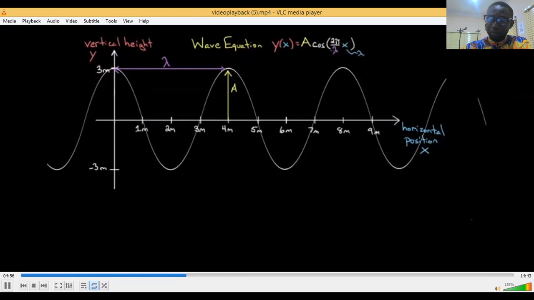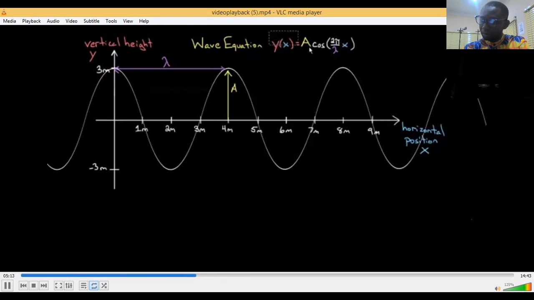once I plug in wavelength for x, that wavelength would cancel this wavelength. We'd get 2 pi, and this cosine would reset, because once the total inside becomes 2 pi, the cosine will reset. And that's what happens for this wave. It should reset after every wavelength. You go another wavelength, it resets. Another wavelength, it resets. And that's what would happen in here.